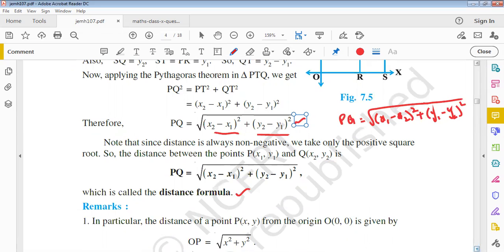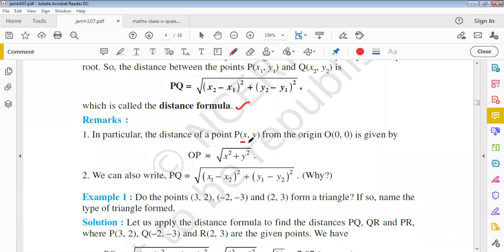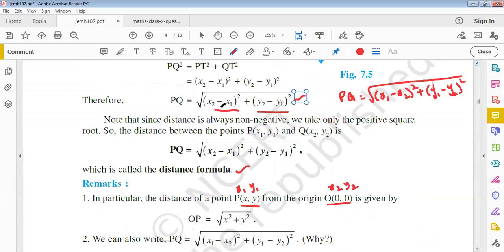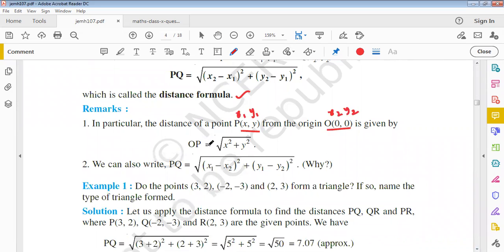Okay, now remarks. What is a remark? In particular, the distance of the point P(x, y) from the origin O(0, 0) is given by the same thing. Let us assume this is (x1, y1) and this is (x2, y2). I have given you two formulas, either one you can take. If you take it, the distance between O and P will be root over x square plus y square.